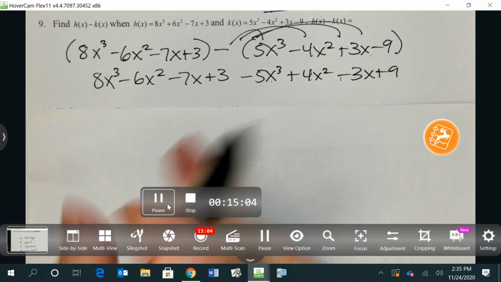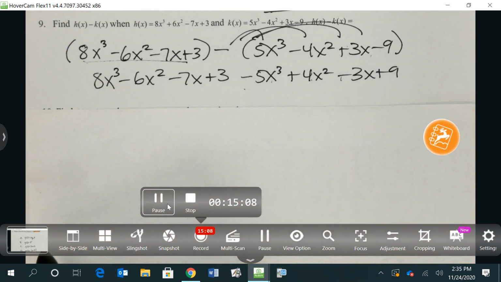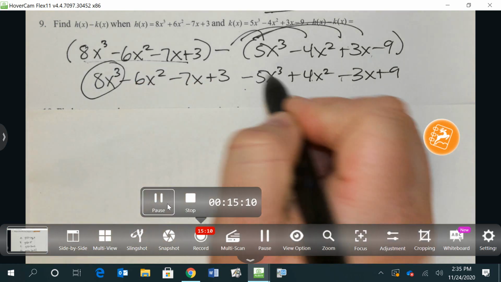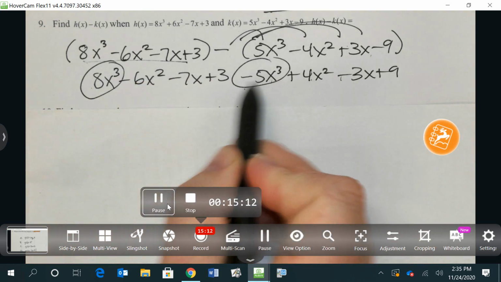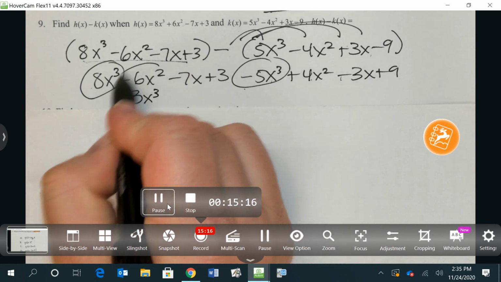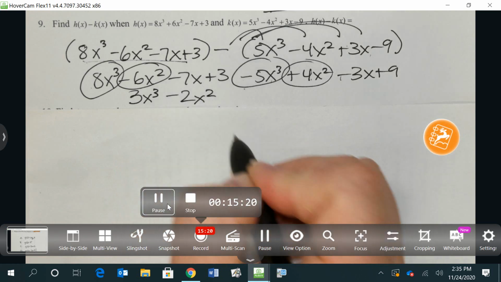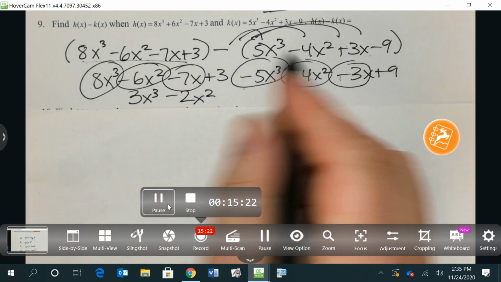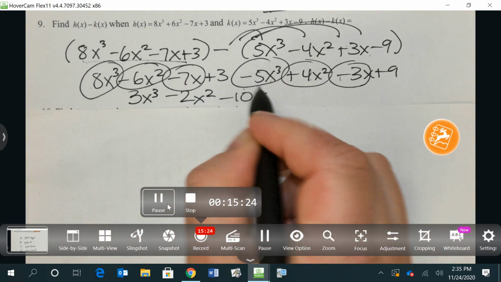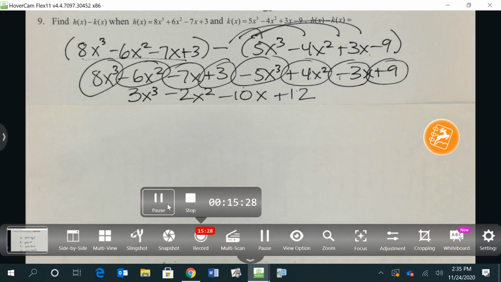I'm going to go through what I have on the left and now what I have on the right, and I can combine like terms. So I'm going to start with cubes. I know 8 subtract 5 is 3 with an x cubed. Negative 6 and positive 4 is a negative 2 with an x squared. Negative 7 and negative 3 combine to give you negative 10 with an x. And 3 and 9 is a positive 12.